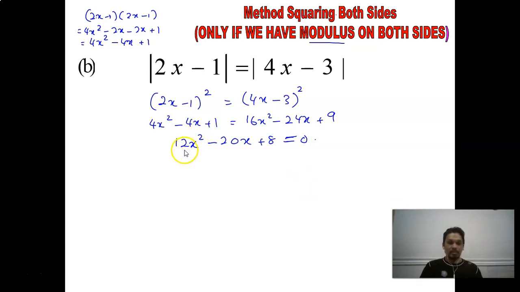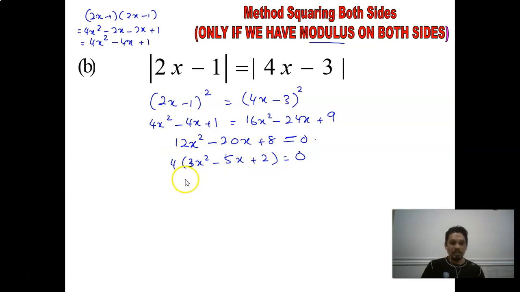Okay, so then we factorize 12, 20, and 4. We have a common factor, all can divide by 4. So then 4, 3x squared minus 5x plus 2. 4 times 3 equal to 12, 4 times negative 5, negative 20, 4 times 2 equal to 8.